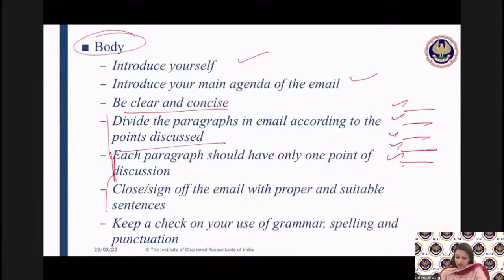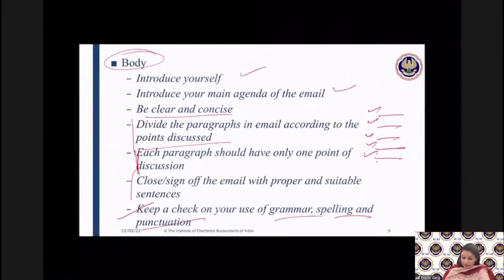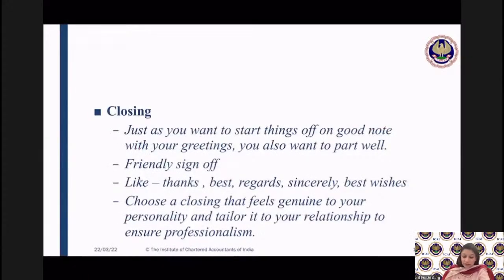Keep a check on your grammar, spelling, and punctuation. This is regardless of anything. Am I clear? Then comes the closing.